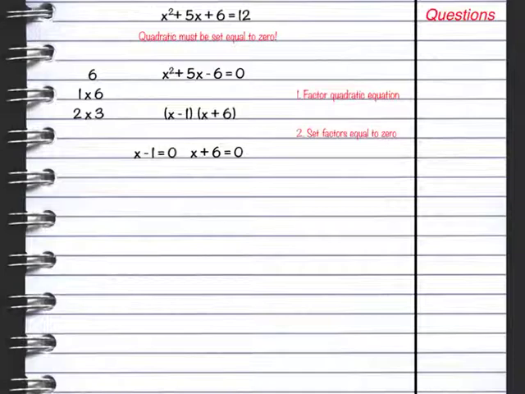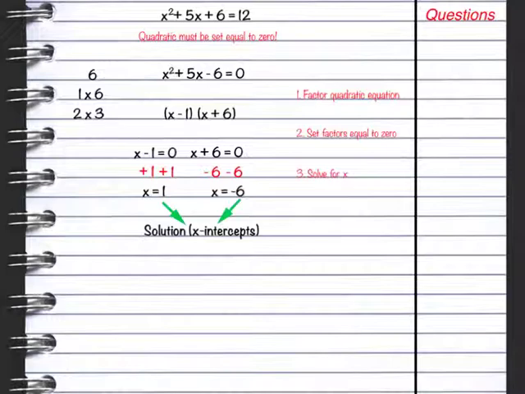Now I need to go ahead and solve for my x value. So here I'm going to add 1 to both sides, and I get x equals 1. Here I'm going to subtract 6 from both sides, and I get x equals negative 6. Once again, these are my solutions, my roots, my zeros. They are my x-intercepts. I need to check both solutions to make sure that it works.